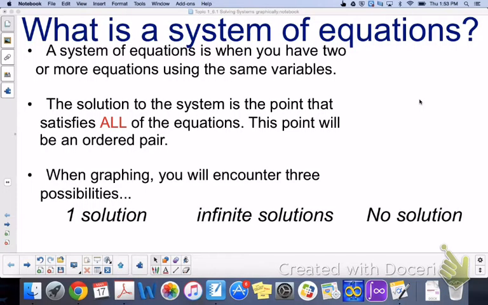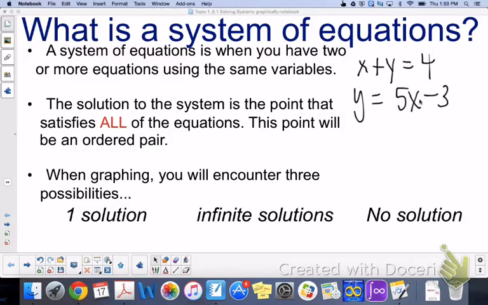Okay, a system of equations. What is it? It is when you have two or more equations using the same variables. So something like x plus y equals 4 and y equals 5x minus 3. Something like that. That is a system of equations.